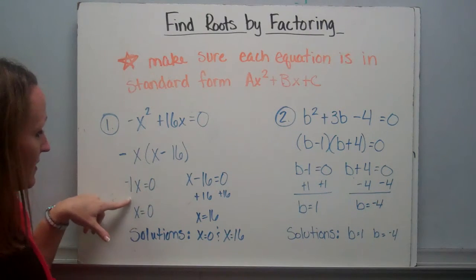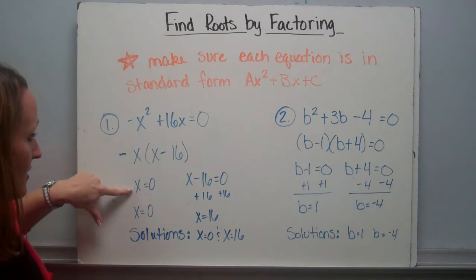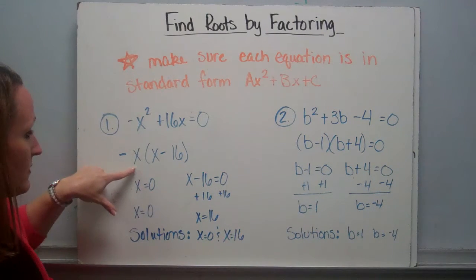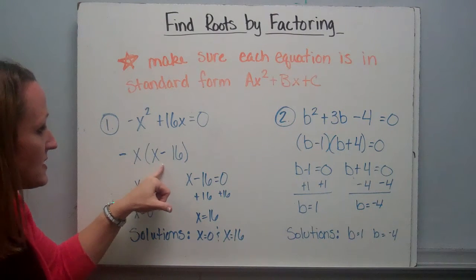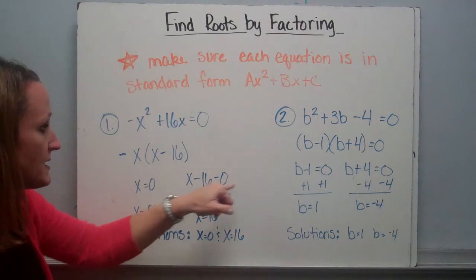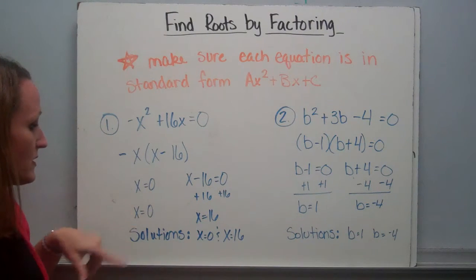So we've got this one out here, negative 1x, or just x equals 0. If you just have this value out here, you can just set that equal to 0. Then you take this part and set it equal to 0. X minus 16 equals 0. Solve them both. There's no solving to do for this.